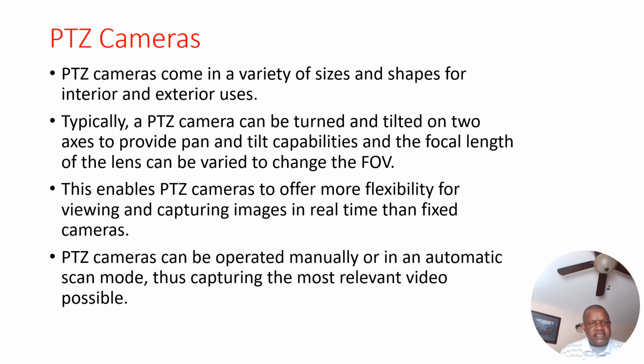PTZ cameras. Let's start with the PTZ cameras. PTZ cameras come in a variety of sizes and shapes for interior and exterior uses. Typically, a PTZ camera can be turned and tilted onto axis to provide pan and tilt capabilities, and the focal lengths of the lens can be varied to change the field of view. This enables PTZ cameras to offer more flexibility for viewing and capturing images in real time than fixed cameras. PTZ cameras can be operated manually or in automatic scan mode, thus capturing the most relevant video possible.